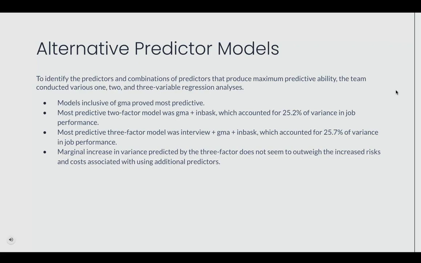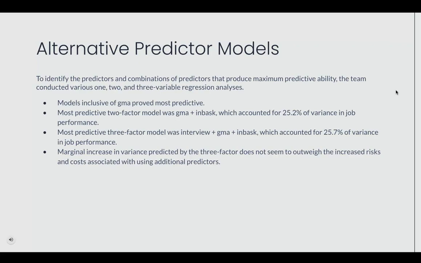After running the analysis, our team found that the models consisting of GMA continually proved to be the most predictive, further solidifying that notion that GMA is the strongest predictor of the measures tested. Of the 2 variable models run, the combination of GMA and in-basket produced the highest R-squared value of 0.252, suggesting 25.2% of the variance in performance can be explained by those 2 predictors.